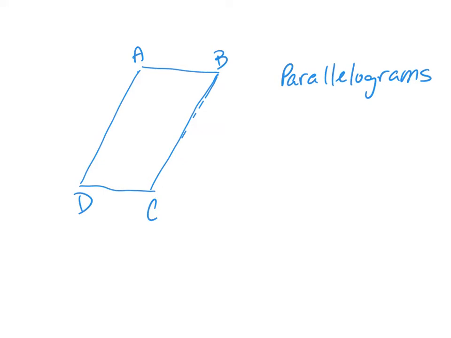Rule number 1 about a parallelogram. Opposite sides of a parallelogram are congruent. So this equals this, and this equals that. Everybody understand what that means?